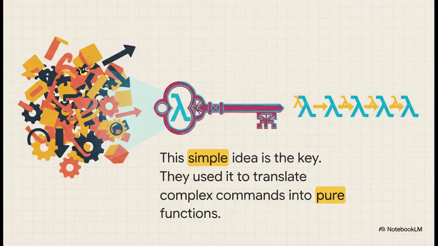And this right here is the absolute key. Steele and Sussman figured out that this one simple tool was all they needed. They basically set out to prove that they could take all those clunky, old-school imperative commands and just rebuild them, one by one, using nothing but these Lambda expressions. Let's see how they pulled it off.